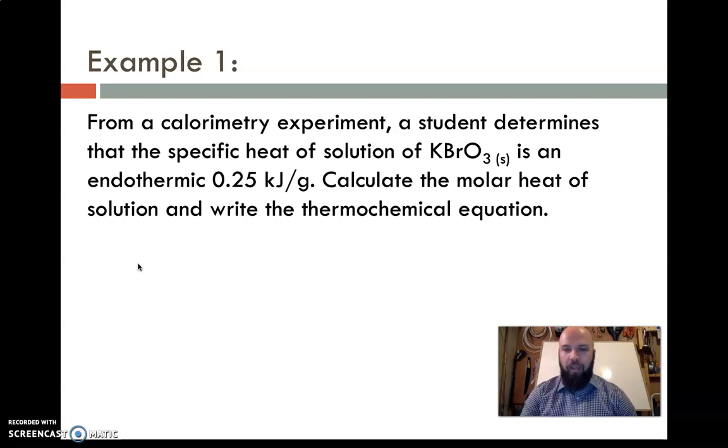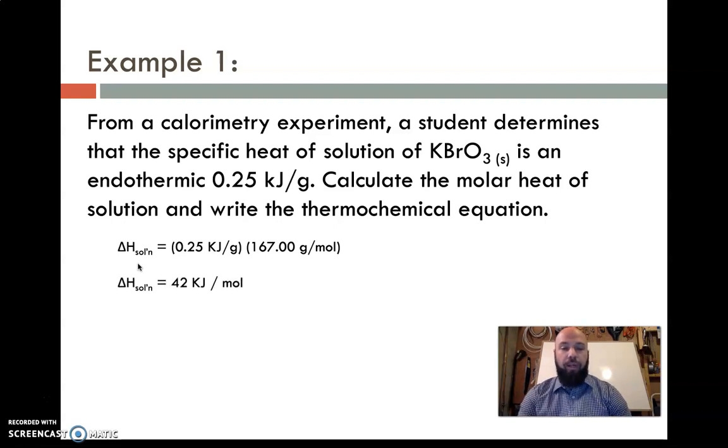The question is, calculate the molar heat of solution and write it in a thermochemical equation. If 0.25 kilojoules per gram is used, you take the molar mass of 167 to get just your kilojoules per mole. Since this is our chemical reaction, it would be 1 mole of solid potassium bromate dissolving to be 1 mole that is now aqueous, and that endothermic physical change requires 42 kilojoules per mole.